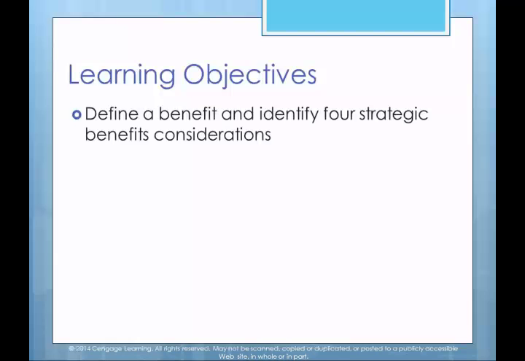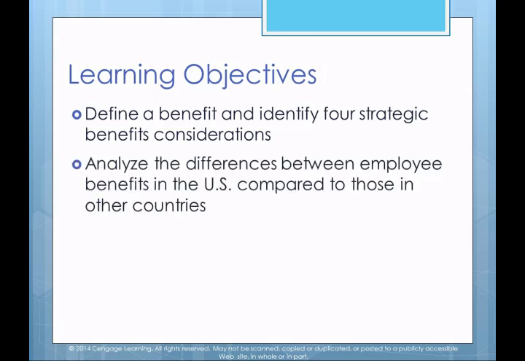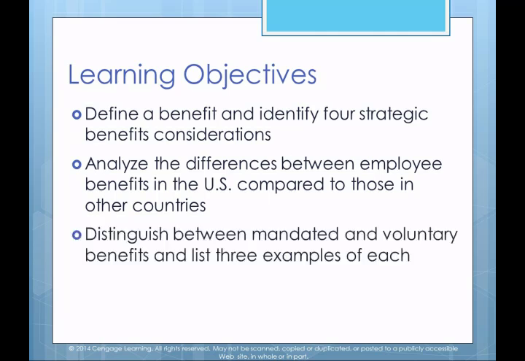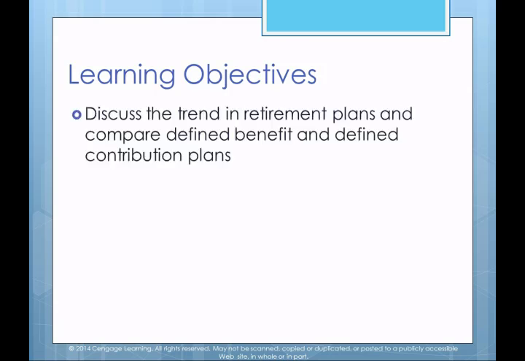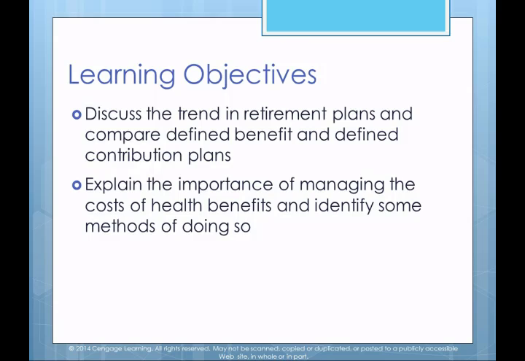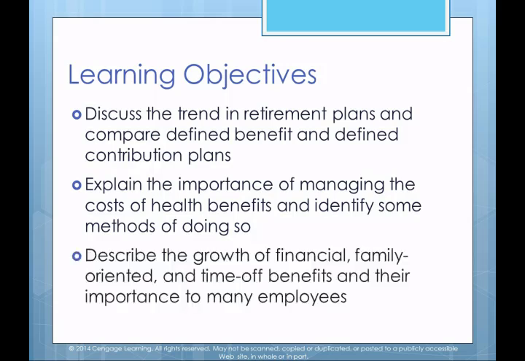The learning objectives are to define a benefit and identify 4 strategic benefit considerations, analyze the differences between employee benefits in the U.S. compared to those in other countries, distinguish between mandated and voluntary benefits, and list 3 examples of each. Discuss the trend in retirement plans and compare defined benefit and defined contribution plans. Explain the importance of managing the cost of health benefits and identify some methods of doing so. And describe the growth of financial, family-oriented, and time-off benefits and their importance to many employees.